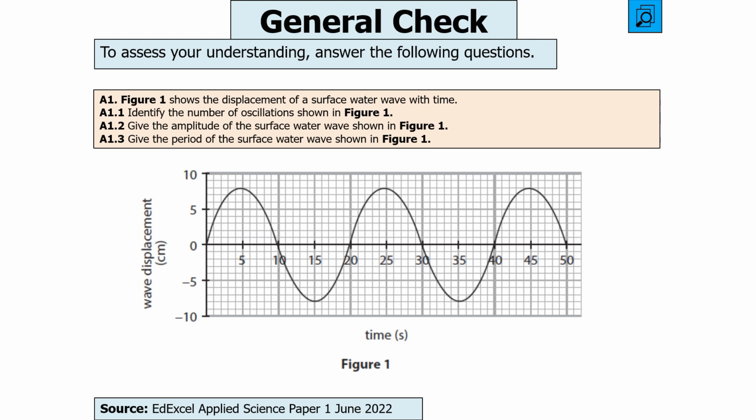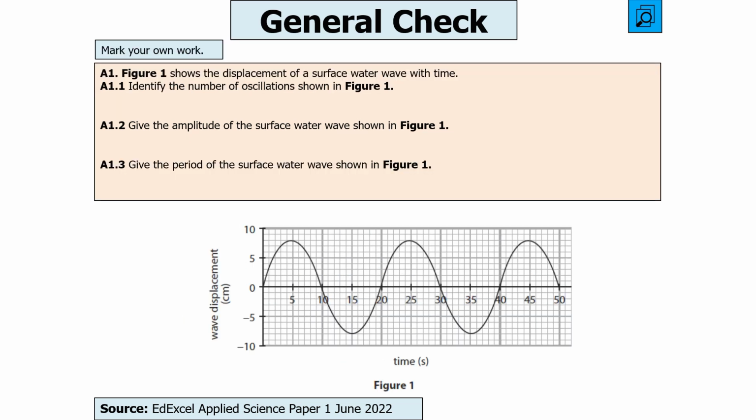So pause the video now, then unpause the video when you want to go through your answer. Right, how many oscillations do we have in figure 1? Well, you can see the wave pattern is repeated 2.5 times. The amplitude is from equilibrium to the peak, which is going to be 8 centimeters, and our period is the time taken for one whole complete wave, which is 20 seconds.